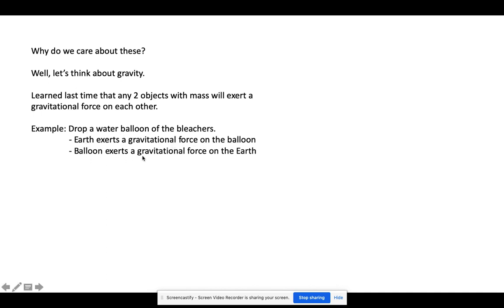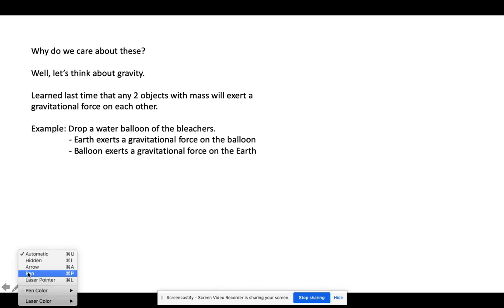that the balloon exerts a gravitational force on the Earth. And this has to happen. This is Newton's third law. Remember back to our forces unit. Every force has to have an equal and opposite force. Okay, so we drop a water balloon off the bleachers, and the Earth exerts a gravity force on the balloon. The balloon exerts a gravity force on the Earth.